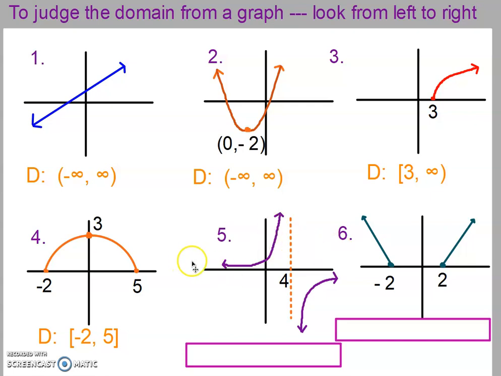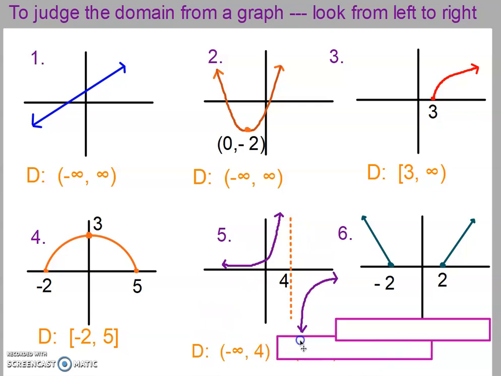Let's look at the first interval, this part of the graph, the left side of that asymptote. It's going to the left forever and ever and ever. We know that's negative infinity. Then it goes all the way up to 4. It's going to get closer and closer to this x value of 4, but never touch it. So that 4 is not part of that answer, so we're going to put a parentheses on the 4.